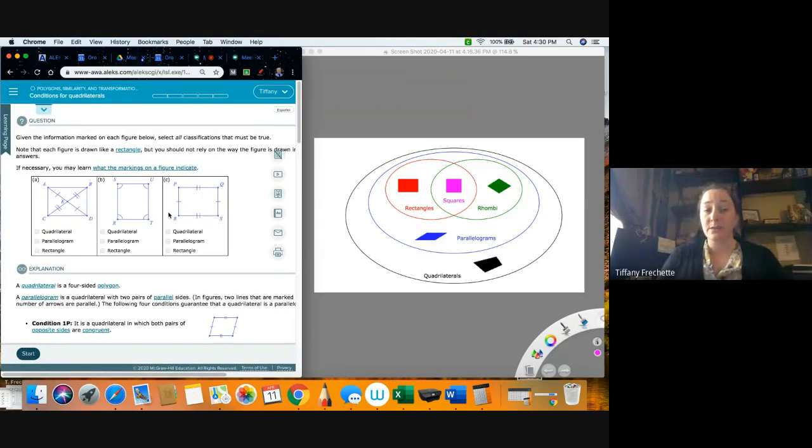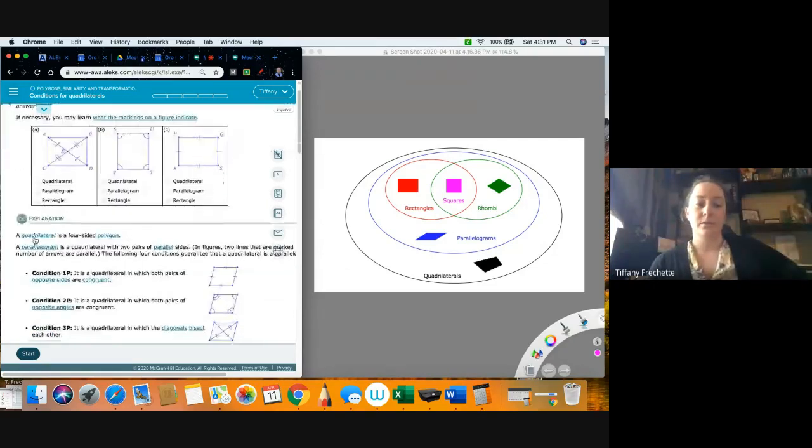And we do need to understand the markings because, like it said, all the figures are drawn to look like a rectangle, but you can't rely on what they look like. You have to rely on the markings. So we get 3 questions here, and it just says mark all that's true. So make sure you mark everything that can be true.